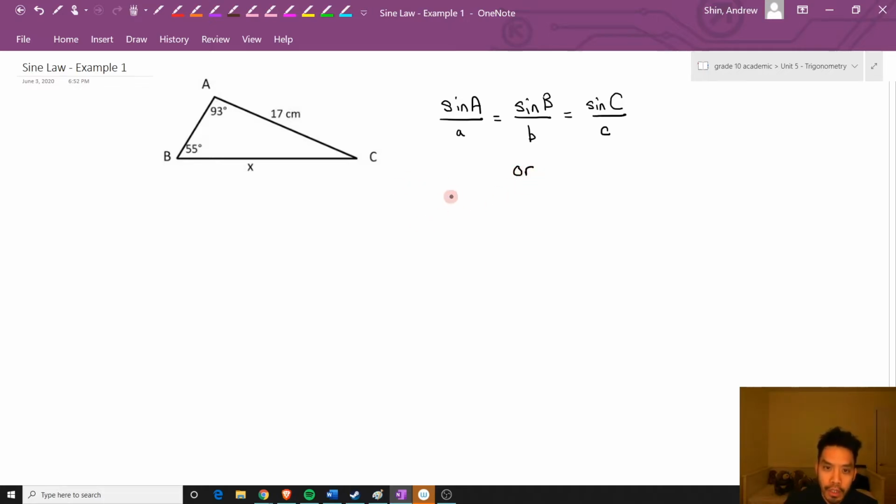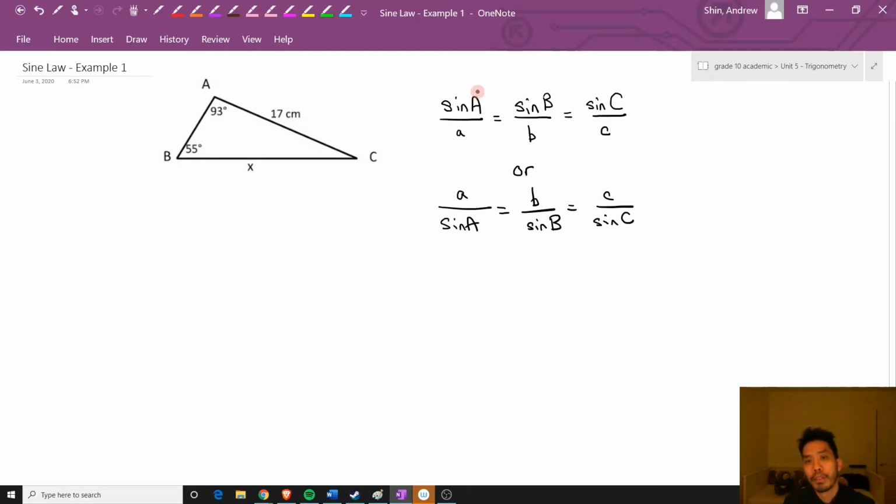The second version is the one with sides on top. So side a over sine of angle A, side b over sine of angle B, and side c over sine of angle C.